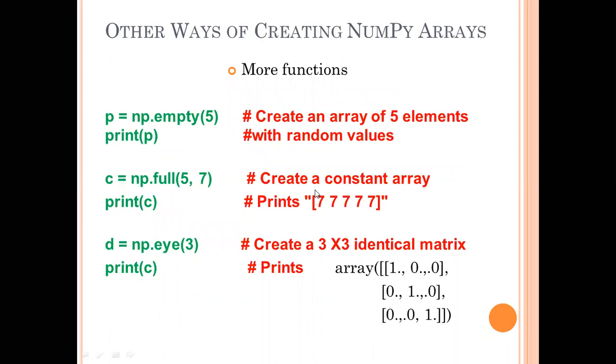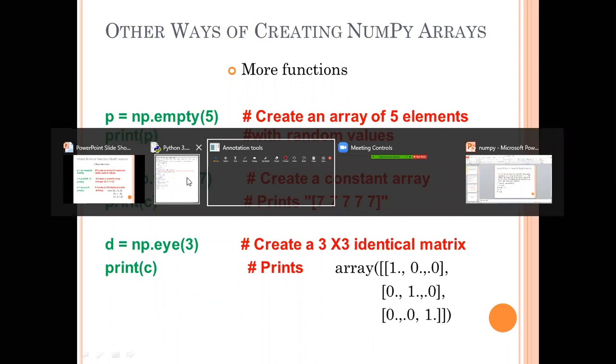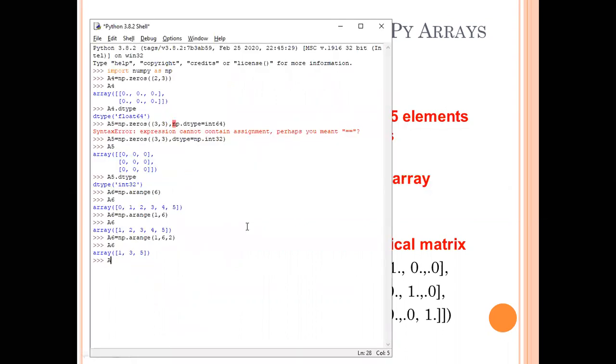Okay. Some other functions. The next one is empty. It will create an array with random values. Just check. Random values means they may be different values. A7 equals np dot empty. And if I want a shape, I write 4. Because we are giving just 4, it is a one-dimensional array. Then again, this is a two-dimensional one.